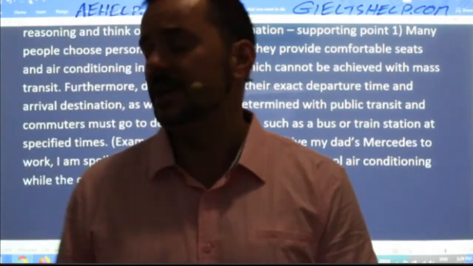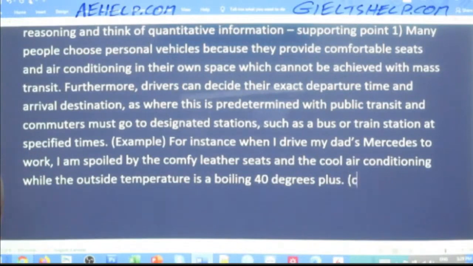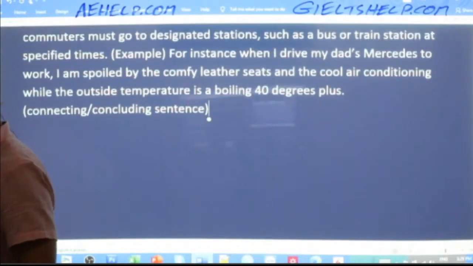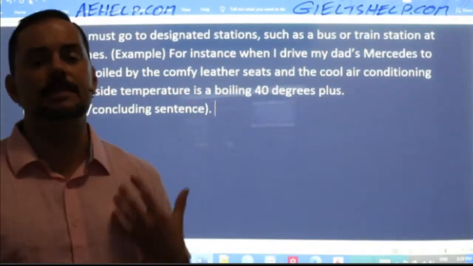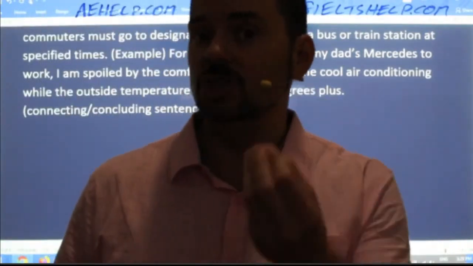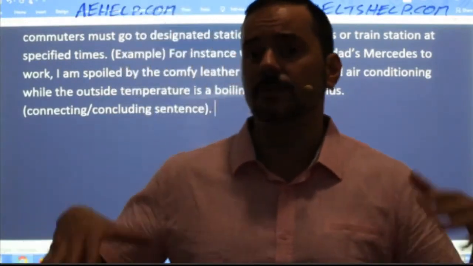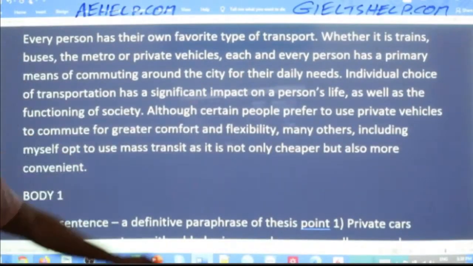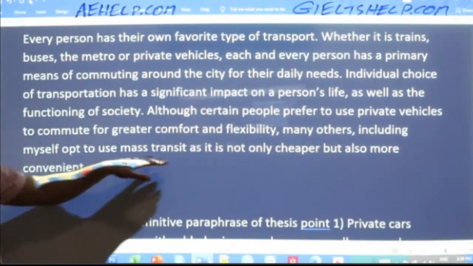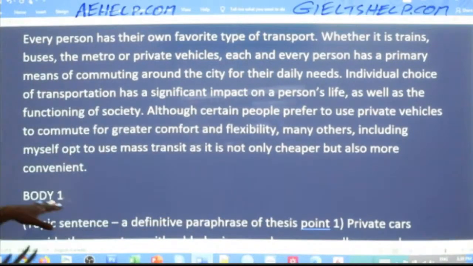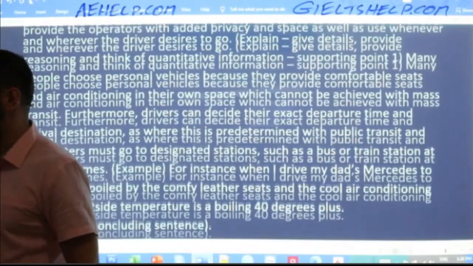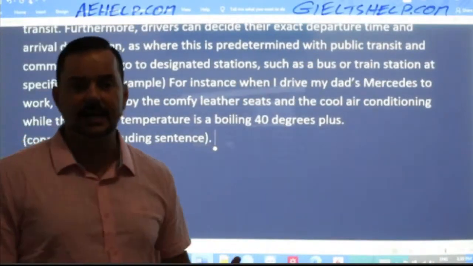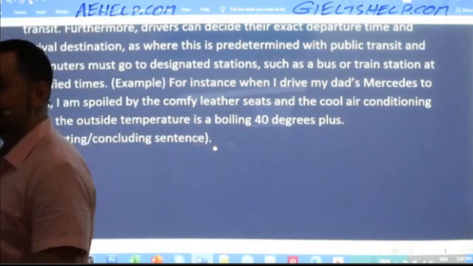Okay, so this would be almost done. Now I need a connecting, concluding sentence. So here, my connecting and concluding sentence, again, has to respect the thesis. The thesis is the foundation of your essay, okay? It's just like the concrete foundation for your house or your building. It's what your essay is built on. So remember that in my thesis, I said many others, including myself, opt to use mass transit as it is not only cheaper, but also more convenient. Okay. So I want to use that idea in the connection here.